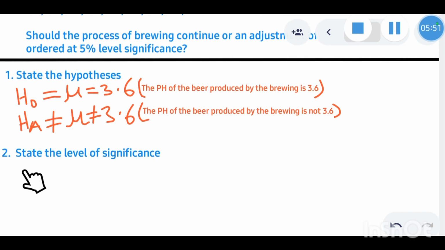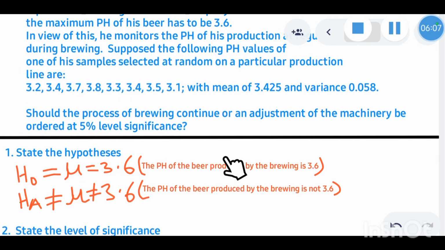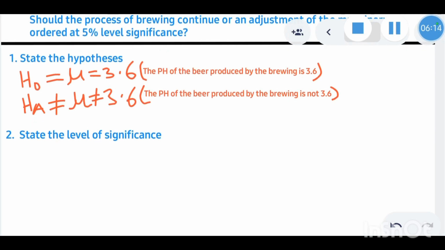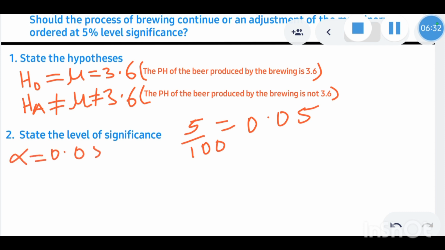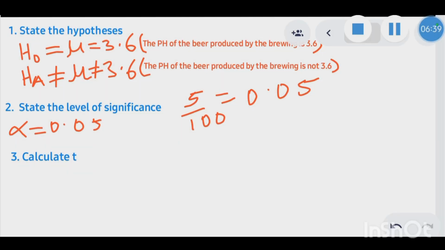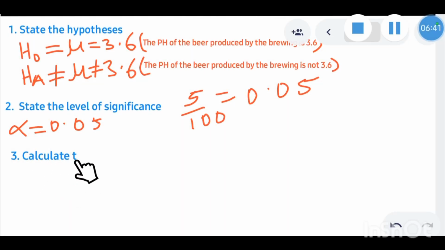Step 2 says state the level of significance. The researcher said 5% level of significance, right? Of course, 5% simply means 5 over 100, which is 0.05 significant level. So we represent that with alpha equal 0.05, right?